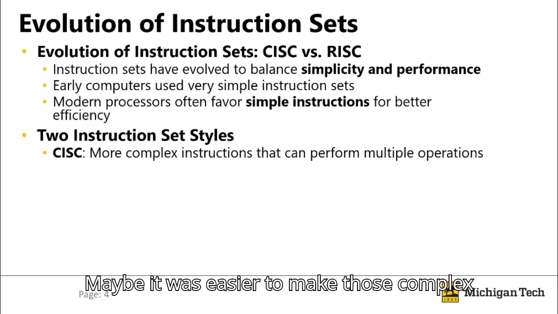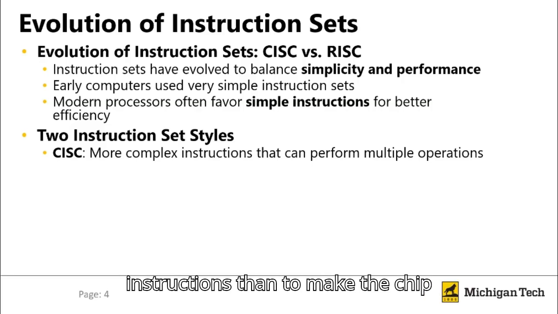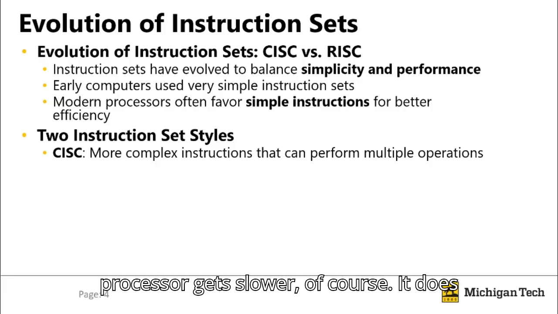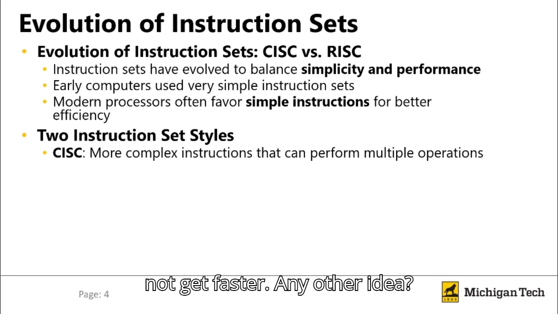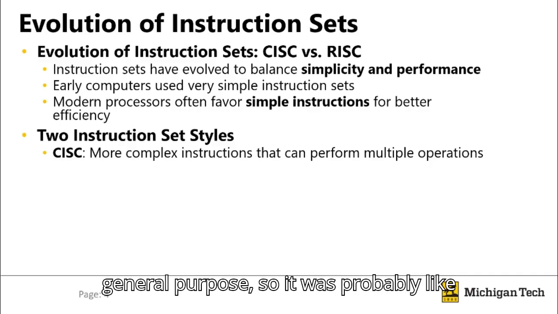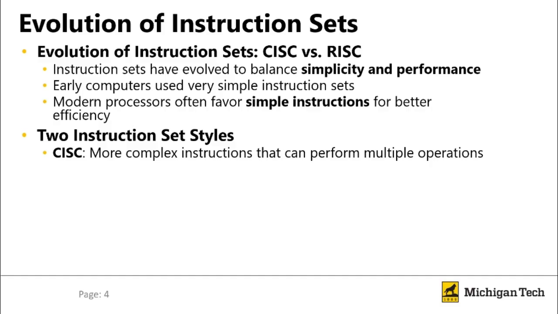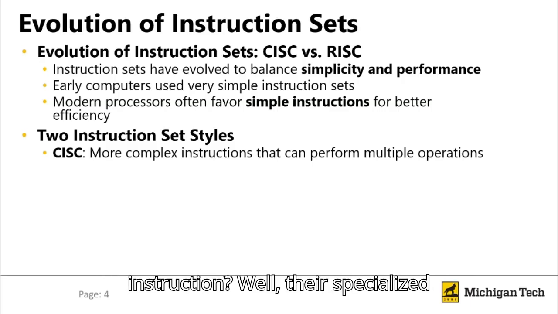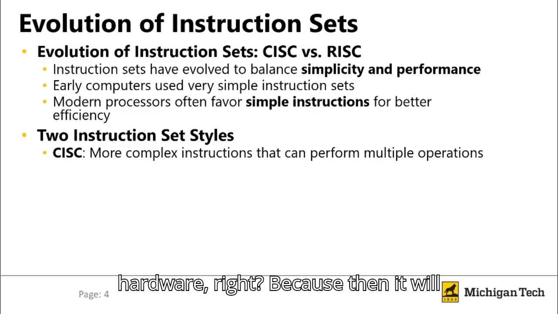Yes? Maybe it was easier to make those complex instructions than to make the processor faster. When you make the instruction bigger, the processor gets slower, of course, it does not get faster. Any other idea? Yes? Well, the focus probably wasn't general purpose, right? Since it was a newer, specific technology, they had to have complex instructions that matched their system specifically. Yeah, but who is going to benefit from having big instructions? Well, their specialized hardware, right? No, not hardware.